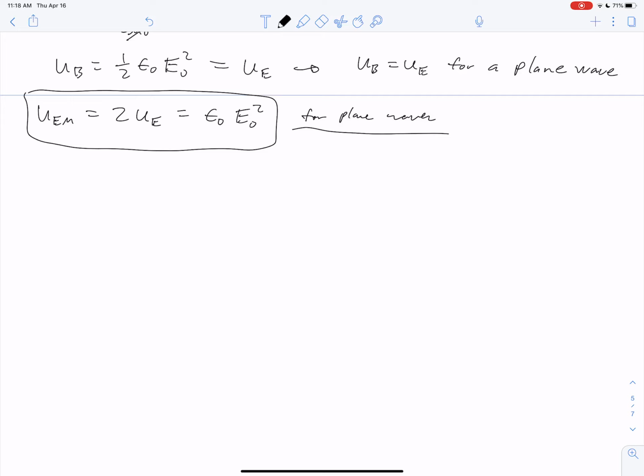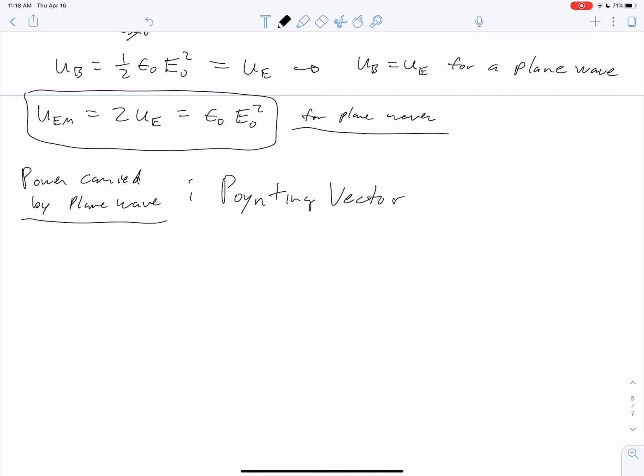Electromagnetic plane waves. But now what we want to do is know the power carried by a plane wave. And we know how to deal with that, because the power carried by a plane wave is going to be described by the Poynting vector. And the Poynting vector is of course this: S is equal to 1 over mu naught E cross B.